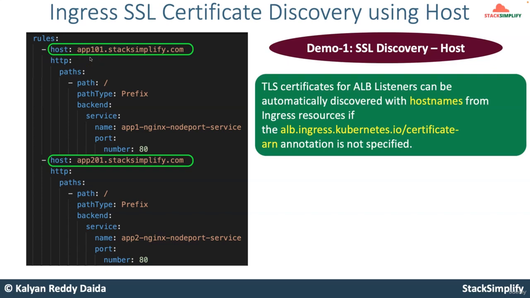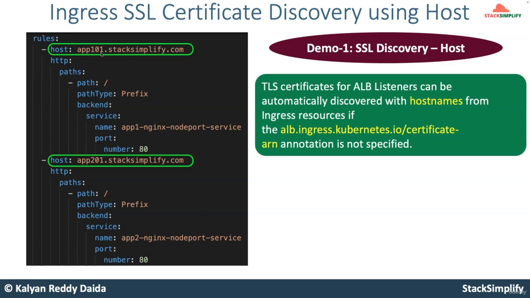So which means you really don't need to provide this certificate ARN related annotation and provide the ARN of your SSL certificate from your certificate manager. By default, Ingress can directly take the available certificate for these names. If the name matches stacksimplify.com, so if you have something called star.stacksimplify.com, that matches these domain names, app101.stacksimplify.com and app201.stacksimplify.com. So automatically it will take that and then associate with your ingress service.